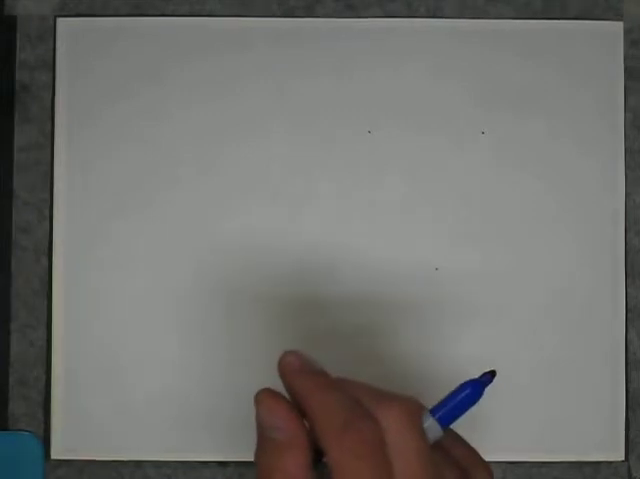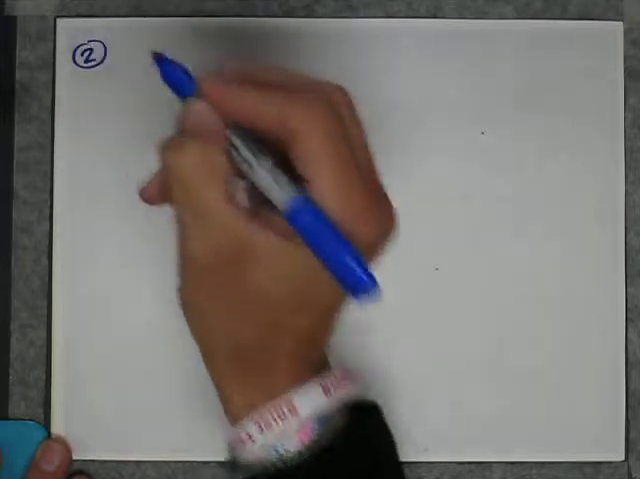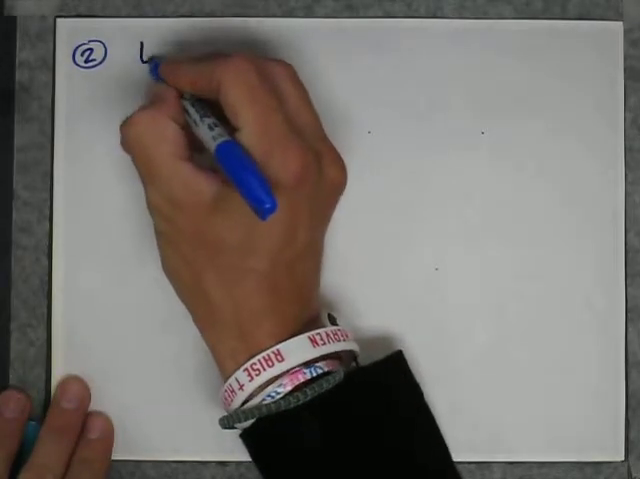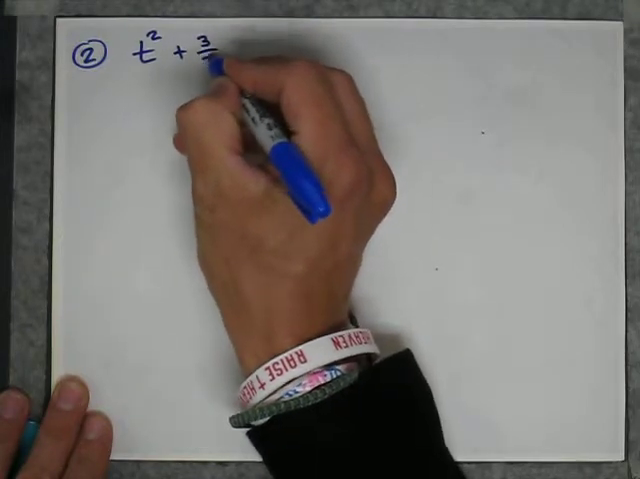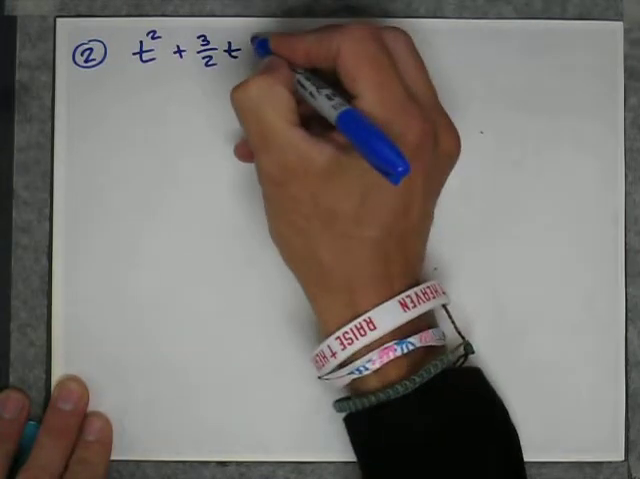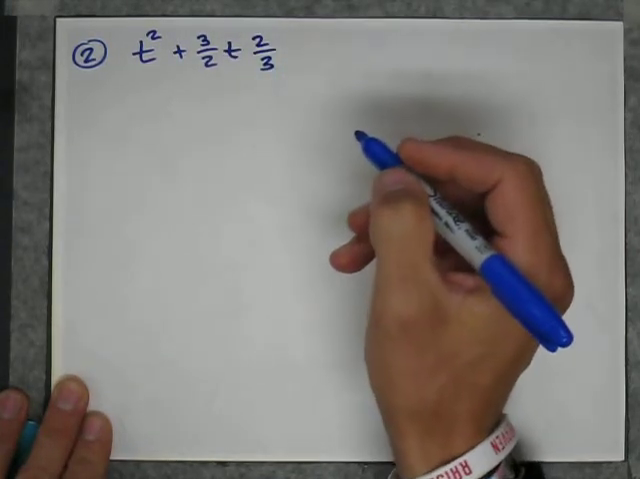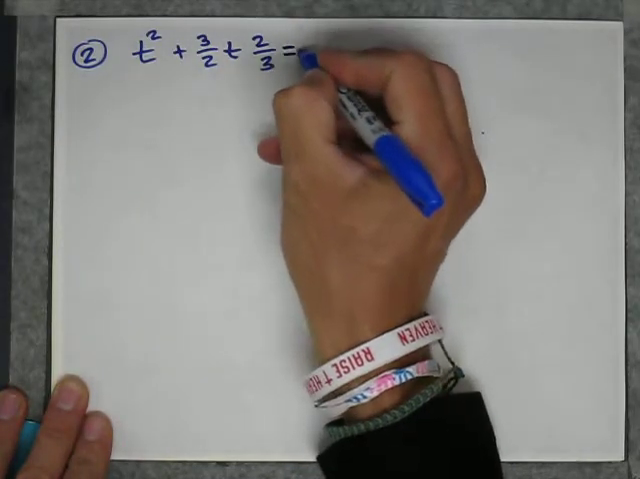And then let's do another one here. Number 2. Let's throw this one at you, just so it can kind of confuse you. We got a little t squared, and then a little plus 3/2, and everybody panics or groans. Yeah, we know who you are.